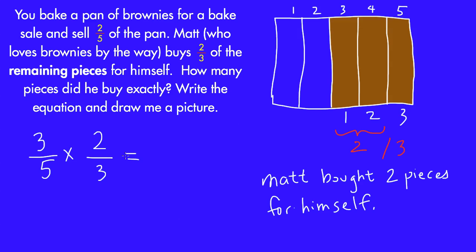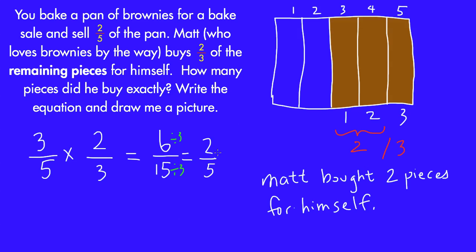When we do that, 3 times 2 is 6 and 5 times 3 is 15. At first glance you're like, uh-oh, what's the 6/15 doing here? This is not the 2 pieces we determined by drawing the picture, but of course we have to simplify. When we divide the numerator and the denominator by 3, the common factor, we end up with 2 out of 5, since 6 divided by 3 is 2 and 15 divided by 3 is 5. Of course, that makes sense. Matt bought 2 pieces for himself.